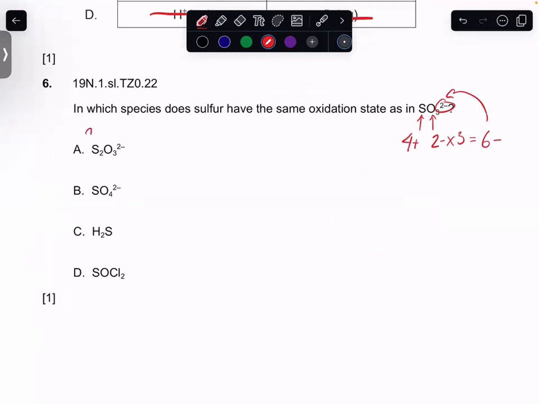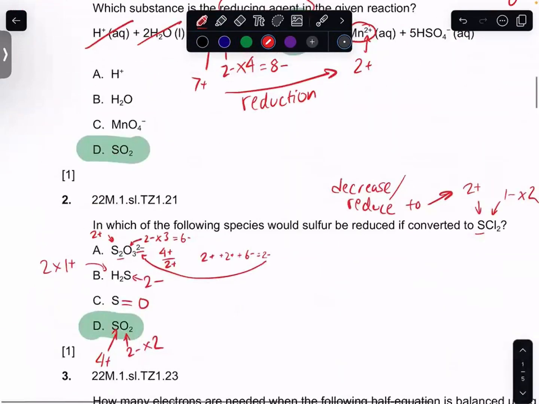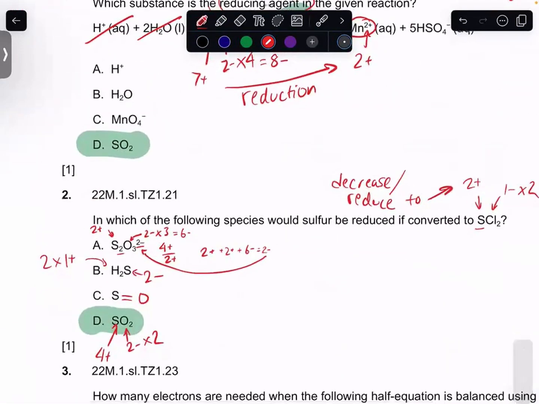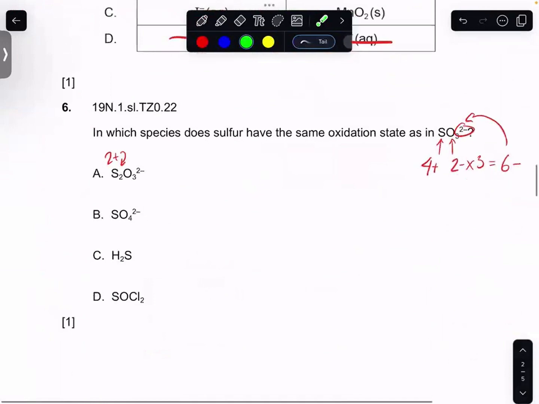S2O3 2 minus, we already know this is 2 plus. We did that one all the way back up in number 2. We already figured out that this one is 2 plus. Go back if you need to do it again.